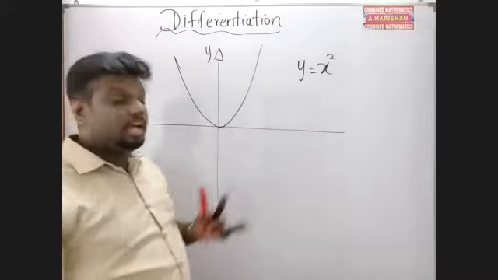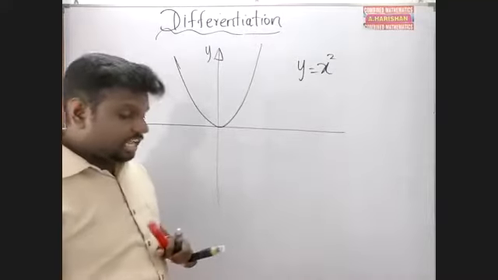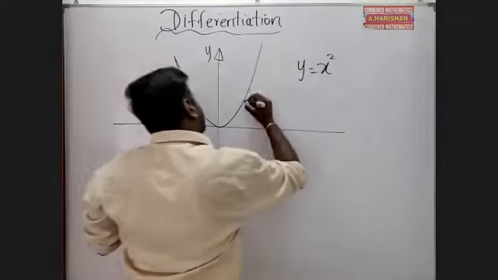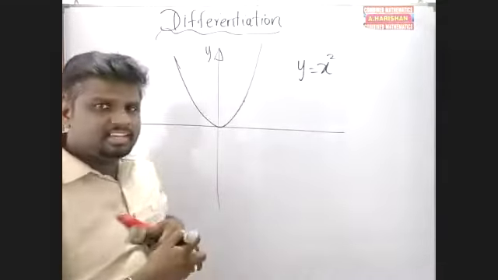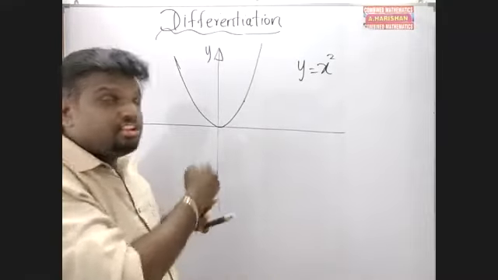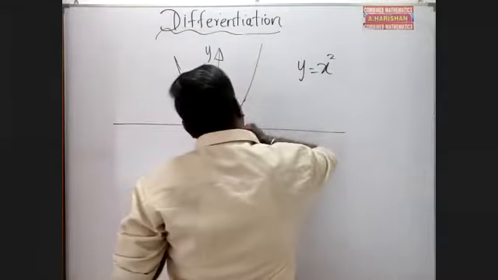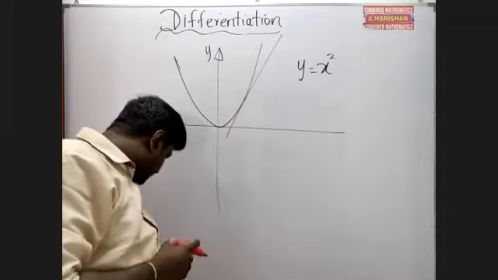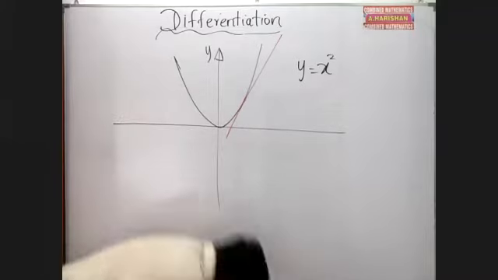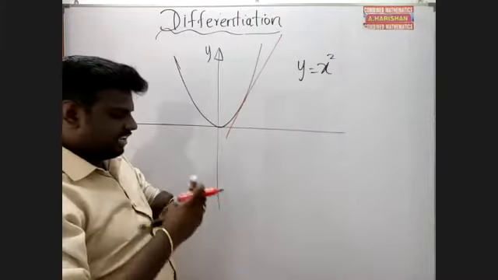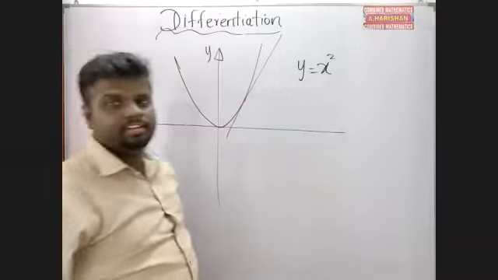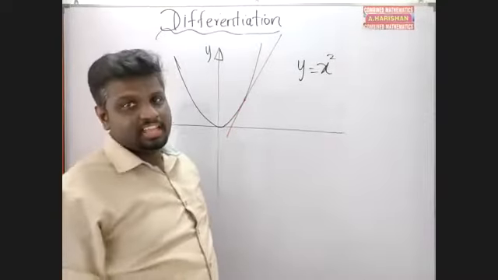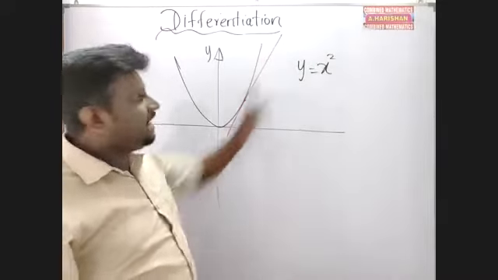This is a curve. Okay, I'll ask clearly. If I take a point here, somewhere on the curve, one point, and if I draw the tangent to that point, then we can find the gradient of the tangent.